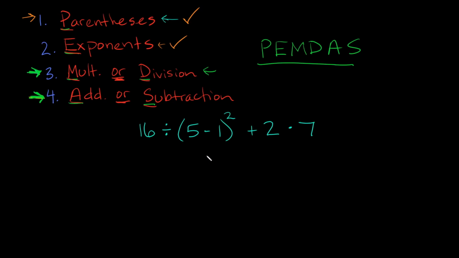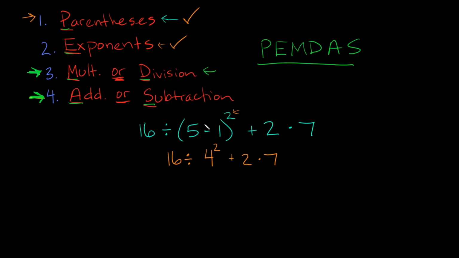So we have 5 minus 1, which is simply equal to 4. Okay, so we simplified what's inside of our parentheses. Now let's bring down the rest of the problem. Okay, and this exponent, this 2, was attached to the parentheses. But since we simplified what was inside of the parentheses, now it's going to be attached to that instead. And then the rest of our problem, we have this 16 divided by, and then on this side, we have this plus 2 times 7. Okay, so we're done with the parentheses.